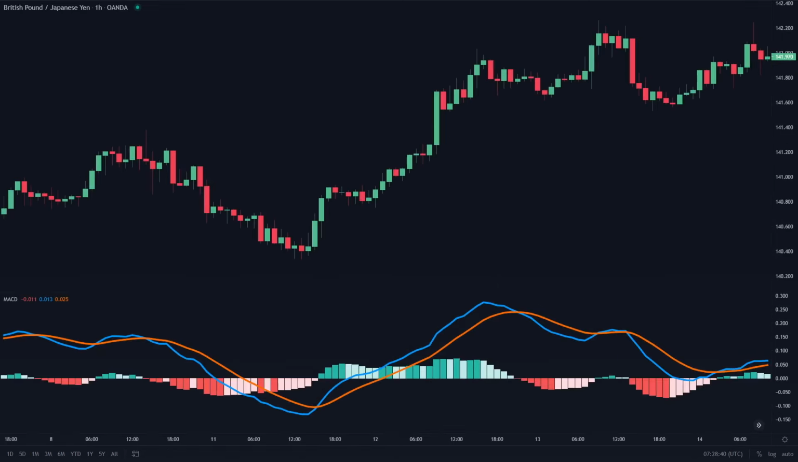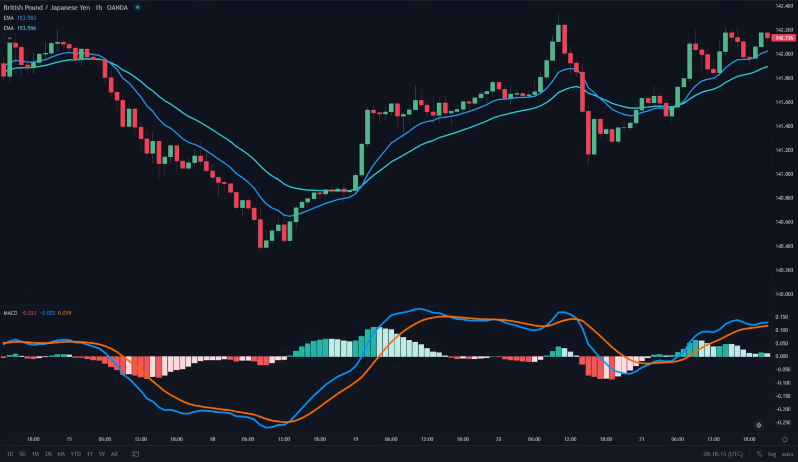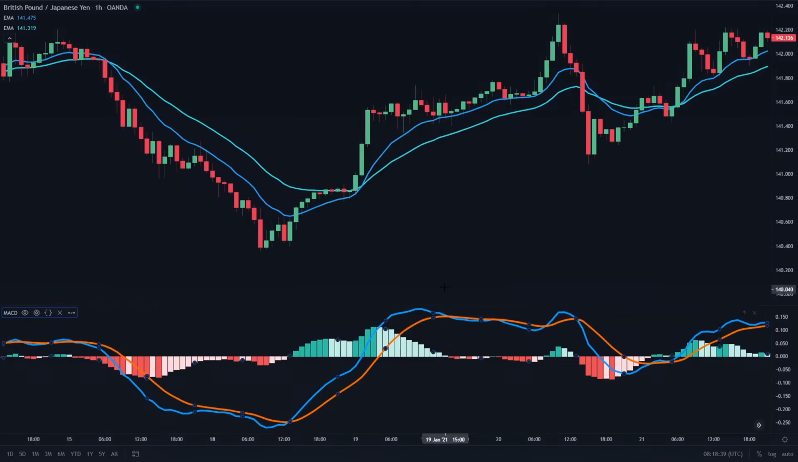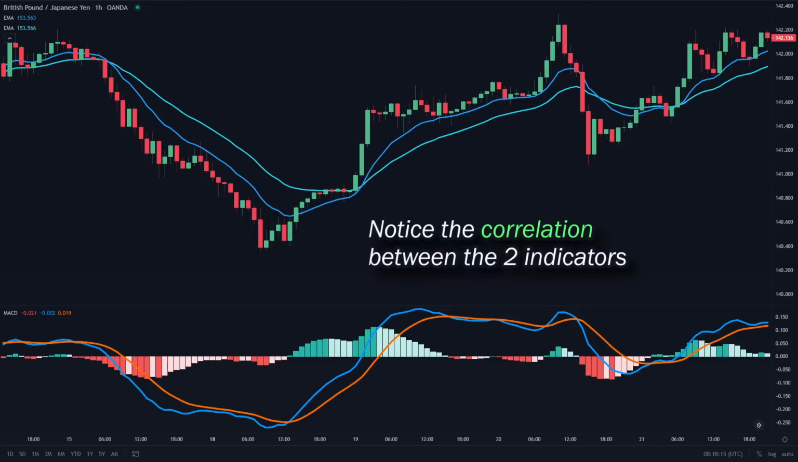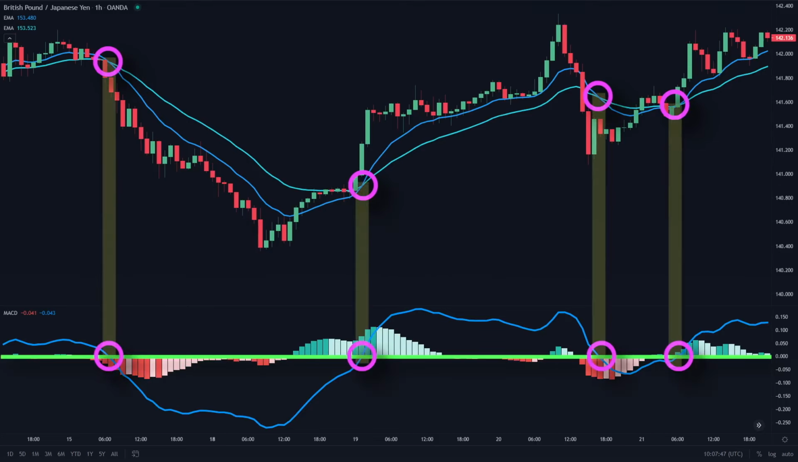Now, we've already established the MACD is based on the moving averages. So the question is, why should you use the MACD and not the moving average? Well, let me give you a quick comparison. Here we have the MACD set to the default setting, 12 and 26. And over here we also have two exponential moving averages set to the same values as the MACD. Notice the correlation between the two indicators. Every time we have a crossover on the moving averages, we also have a crossover on the MACD.